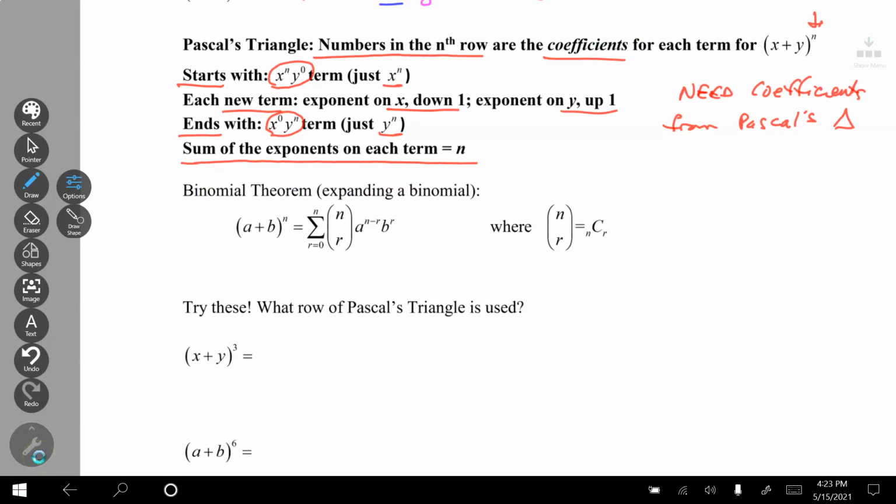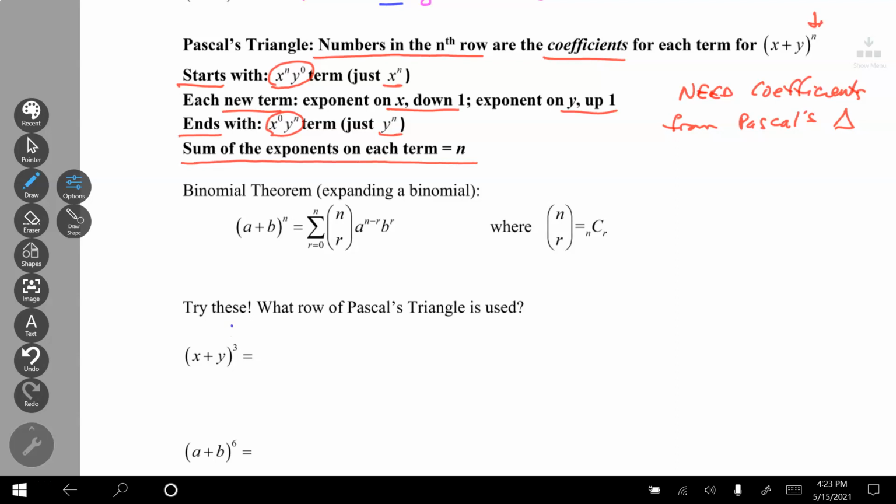Because a plus b, or x plus y, is called a binomial, 2 terms, and we're raising it to the n, it's called the binomial theorem, or expanding a binomial. It's just using sigma notation, knowing that I'm taking the sum of each term. I'm adding all these terms together, so it's a sigma. Don't get caught up in this notation. We're going to do this by hand.